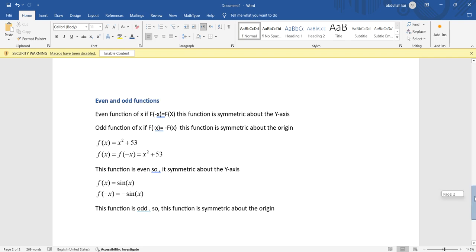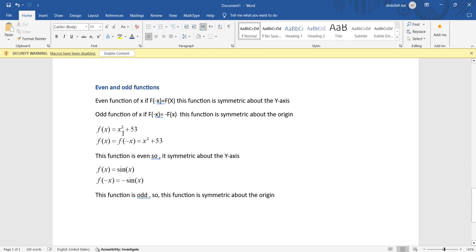For example, x squared plus 53. If I try to substitute minus x in this function, minus x squared is gonna be x squared plus 53. So this function is even, so it is symmetric about the y-axis.